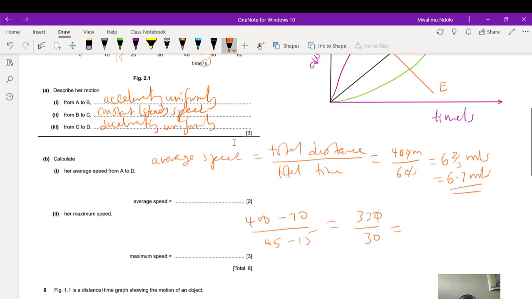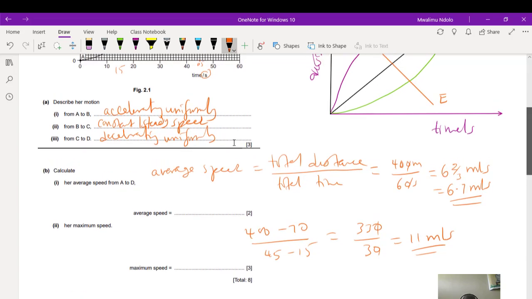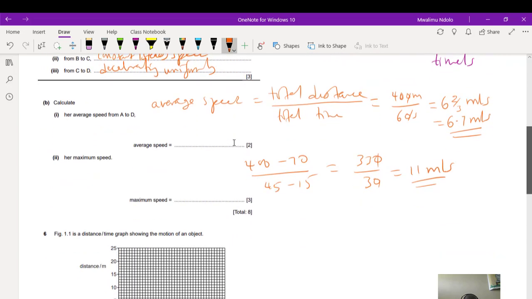So that will give us 11 meters per second. We divide 33 divided by 3, that gives us 11 meters per second. This is the higher speed, if you look at the graph, which is steeper.